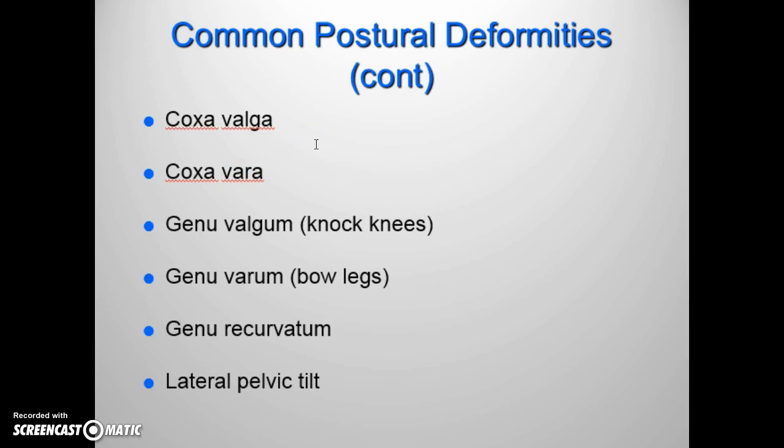Some other postural deformities you will see will be coxa valga. This is an increase in the medial angulation between the neck and shaft of the femur. Coxa vara, which is a decrease.